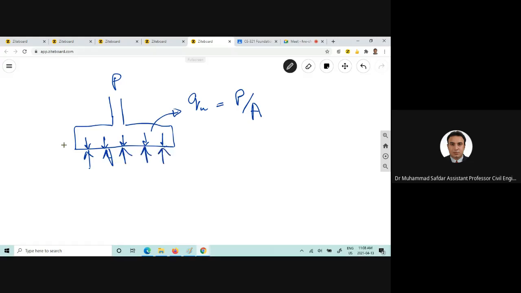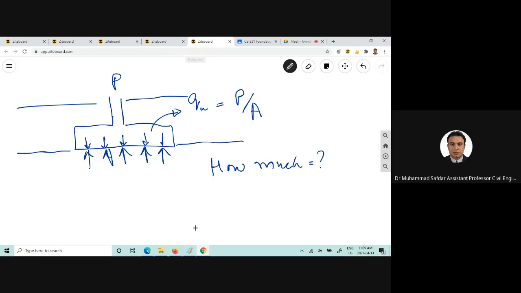Now, the soil beneath the foundation will try to balance the load which is applied onto the soil here. Now, how much load can be taken by that soil? It is dependent upon various parameters, which are the focus of our topic for today's lecture.